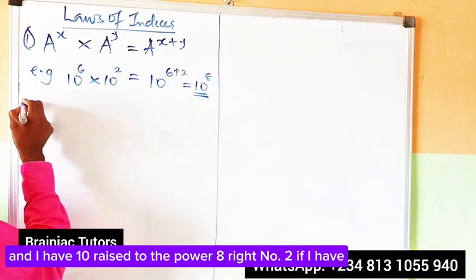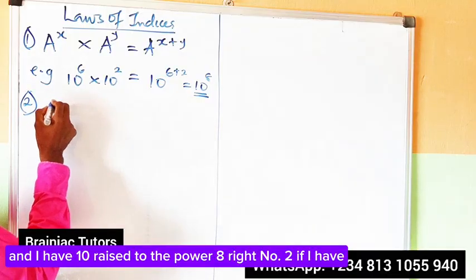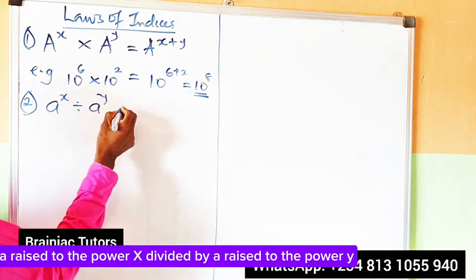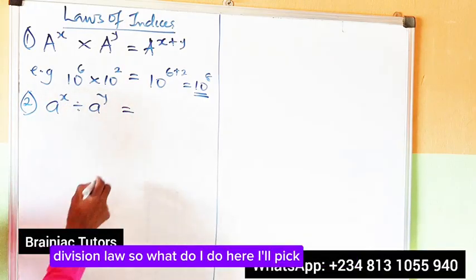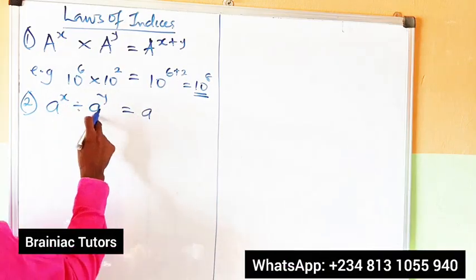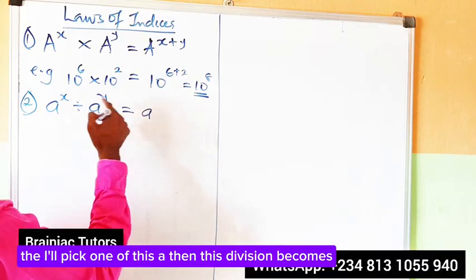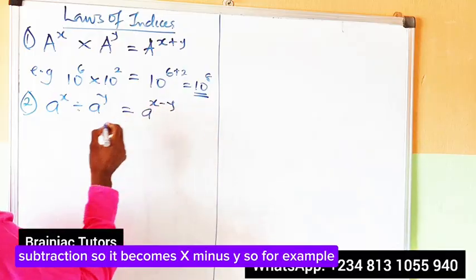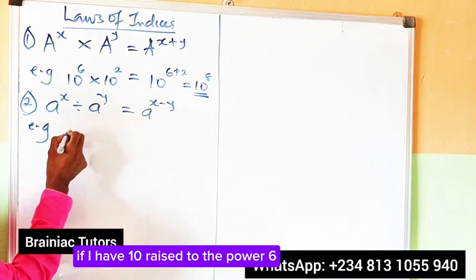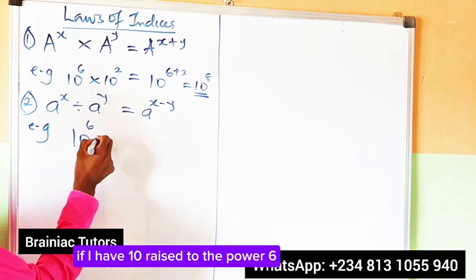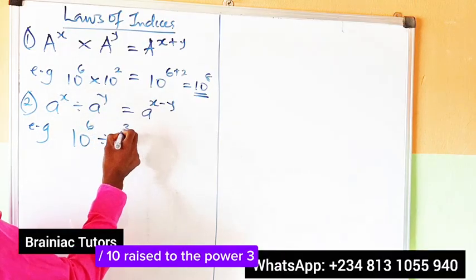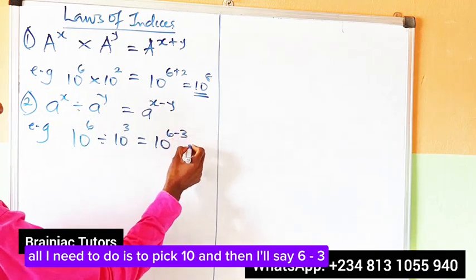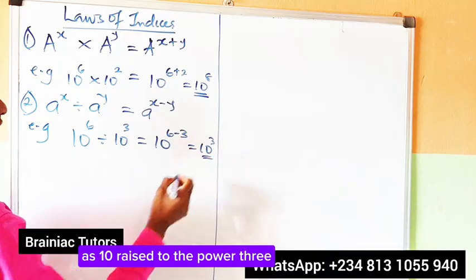Number 2, if I have a raised to power x divided by a raised to power y, division law. So what do I do here? I'll pick one of these a, then this division becomes subtraction. So it becomes x minus y. So for example, if I have 10 raised to power 6 divided by 10 raised to power 3, all I need to do is to pick 10 and then I'll say 6 minus 3, so 10 raised to power 3.